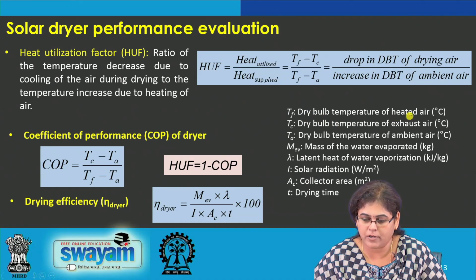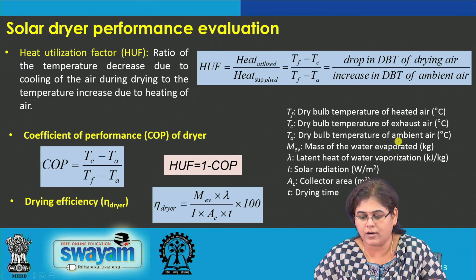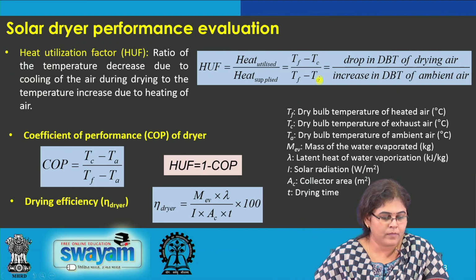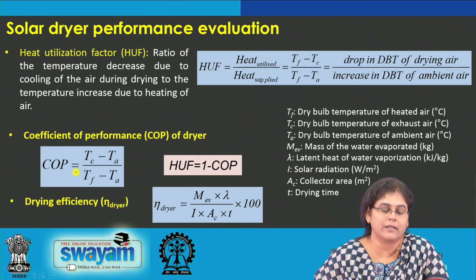That is basically the drop in dry bulb temperature of the drying air upon the increase in dry bulb temperature of the ambient air, that is Tf minus Tc. Tf is the dry bulb temperature of the heated air, minus the dry bulb temperature of the exhaust air, divided by the dry bulb temperature of the heated air minus the dry bulb temperature of the ambient air. Once we calculate this HUF, there is a correlation between HUF and the coefficient of performance. COP is the coefficient of performance, which is represented mathematically as Tc minus Ta upon Tf minus Ta.